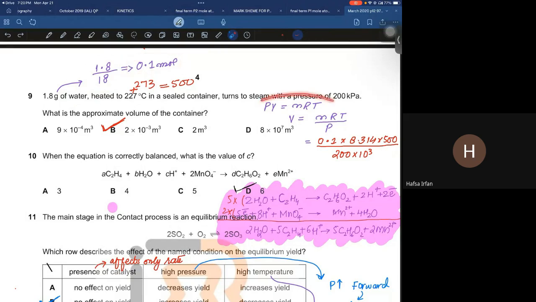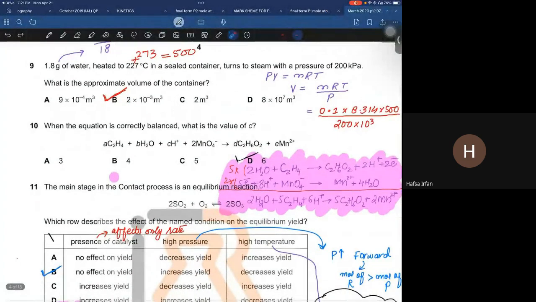I'm going to apply PV is equal to nRT, and I have to find out the volume. So the volume would be equal to nRT over P. n is mole, I got 0.1, R is constant, that is 8.314. Then this is temperature, 500 Kelvin, and this is the pressure. We are going to convert this pressure into Pascal, so 200 times 10 to the power 3. I'm going to multiply this by 1000 to convert from kilo to Pascal. Okay. Then you would be getting your answer. That would be B. So by using this formula, you would be getting the volume in meter cube. Remember, in meter cube.